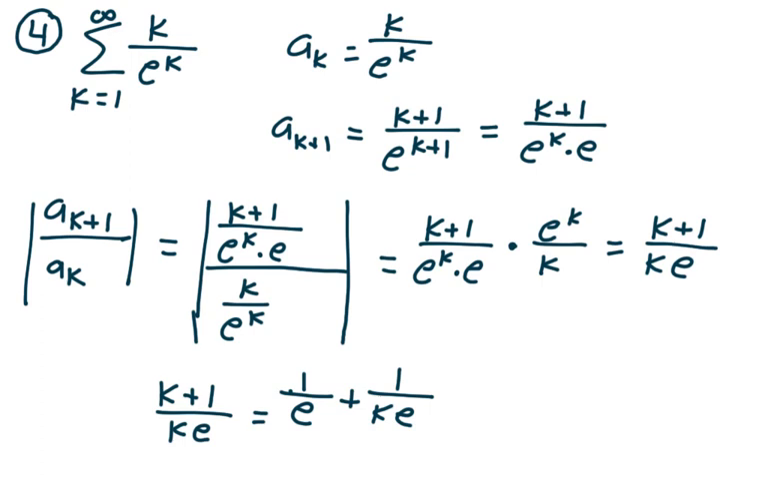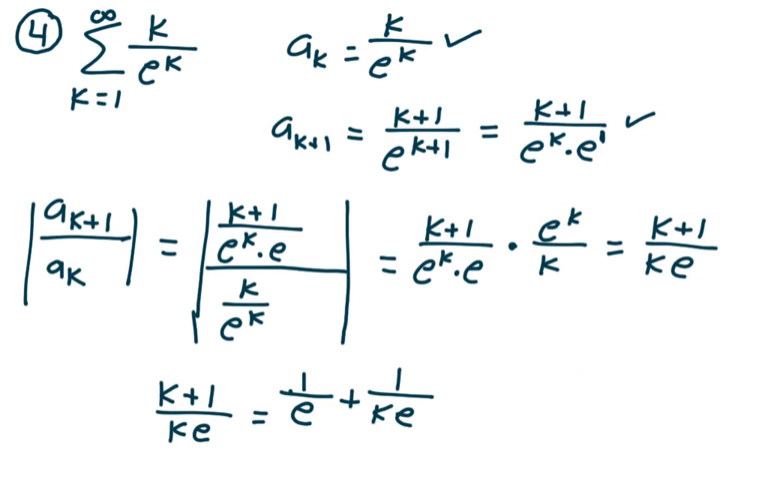Number 4, suppose we have the summation from k equals 1 to infinity of k over e^k. A sub k is k over e^k. A sub k+1 is k+1 over e^(k+1), which is equal to k+1 over e^k times e to the first, if you'd like, okay? But that's what we end up getting.